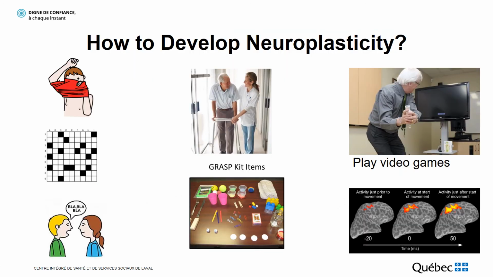Here are some activities that you can do on a daily basis to help develop neuroplasticity. Washing and dressing. Some cognitive activities like word puzzles, Sudoku, word finding puzzles, calculations. Speaking and communicating as often as you can, no matter how difficult. Walking, mobilizing, transferring. Playing games that require repetitive movements are all examples that can help you develop neuroplasticity.